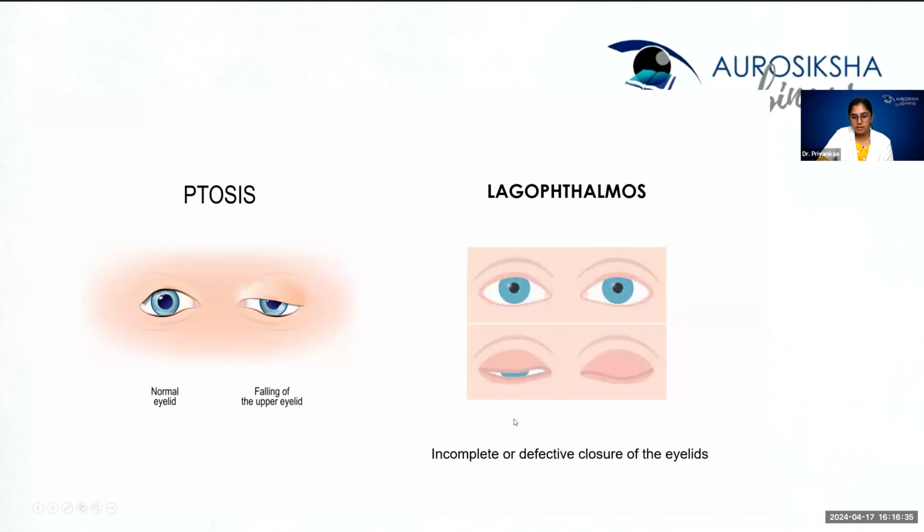And as you can see in this image, an incomplete or defective closure of the eyelids is called lag ophthalmos. When the patient is asked to close his eyes, he is able to close them fully. But as you can see here, there is a mild defect.